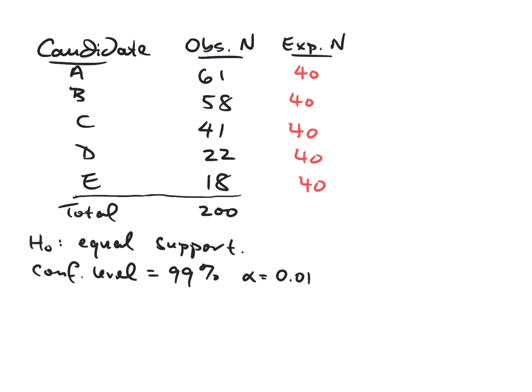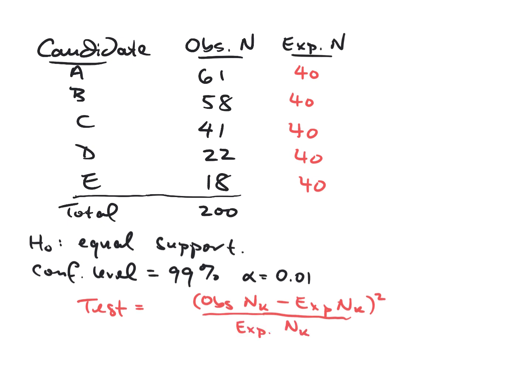The test statistic is this: we calculate for each group the difference between the observed number in that group and the expected number in the group, squared. We divide that by the expected number in the group. We do that for each of the categories, and then we sum them together.